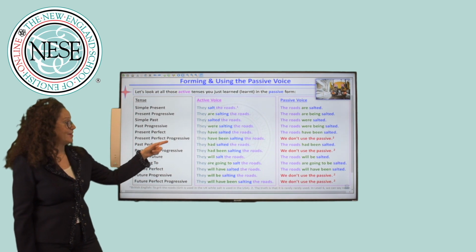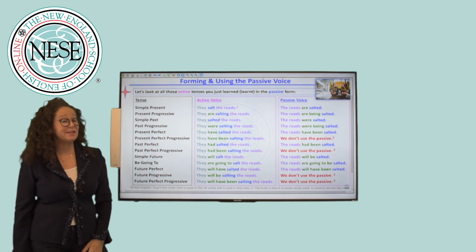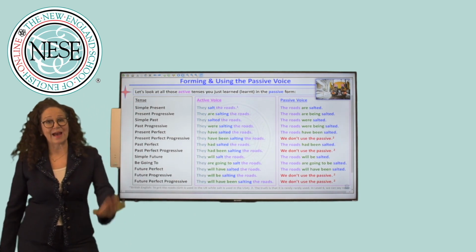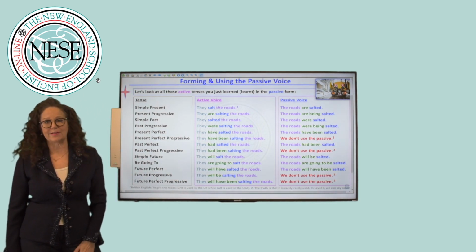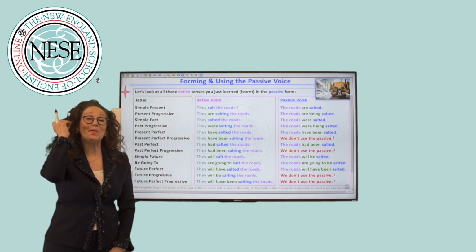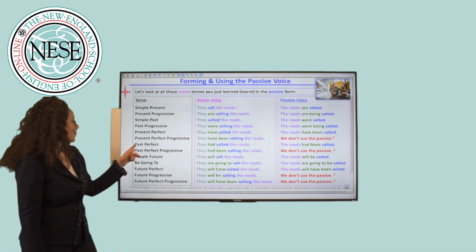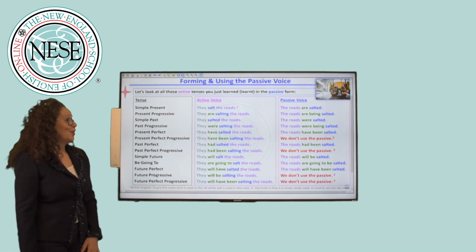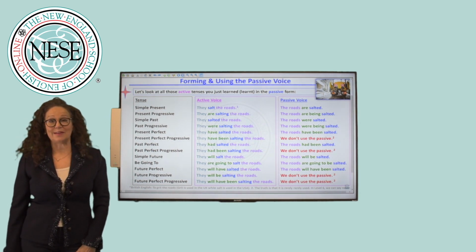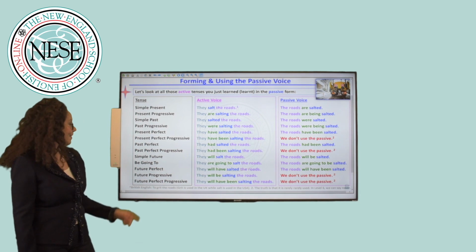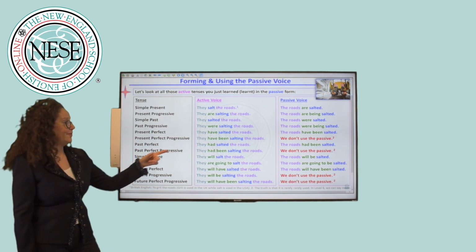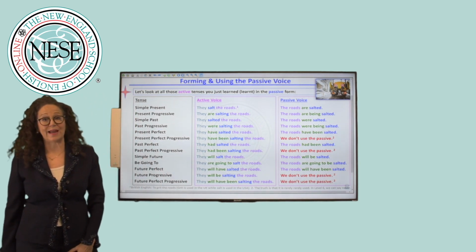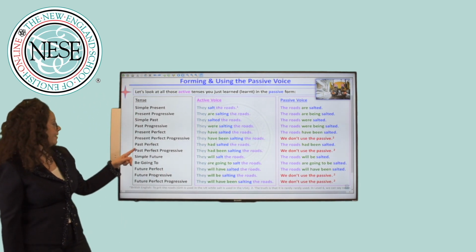Present perfect progressive. They have been salting the roads. And here's an example where it's for now, never. Don't worry about it. One less thing to make music for. Past perfect. They had salted the roads. The roads had been salted. Past perfect progressive. They had been salting the roads. Again, for now, never. Where are we?